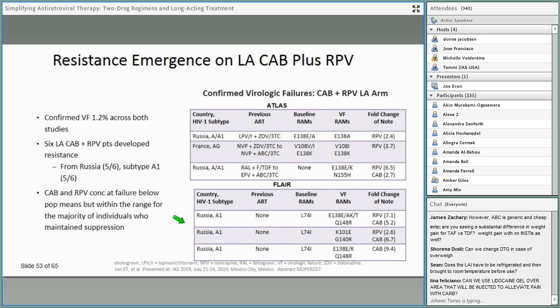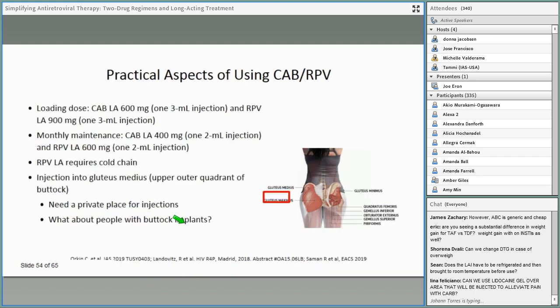So we don't really know the whole story yet. But there was some resistance emergence. So I think you have to just kind of put that in the back of your pocket when you're thinking about this.